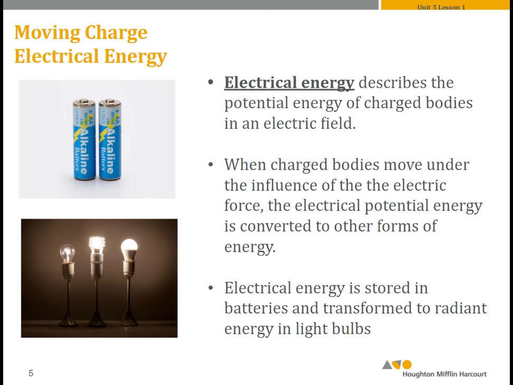So, how do we store energy? Well, a common way is in batteries, and batteries can store that electrical energy, and they store it in chemical form. So they have a chemical potential energy. When you attach the positive end of a battery to the negative end of a battery, then you can have electricity flow through the conductor, from one end of that battery to the other and through the conductor. Electrical energy is stored in batteries, and then it's transformed into radiant energy in light bulbs. So that's a combination of heat and light.